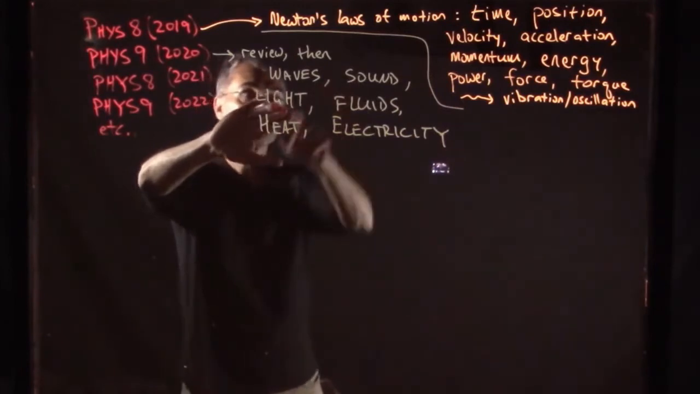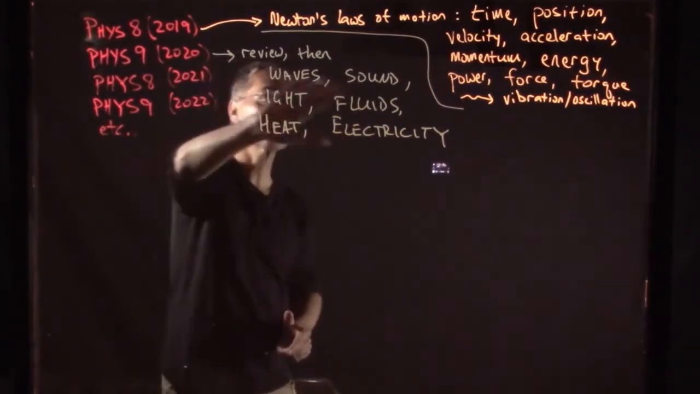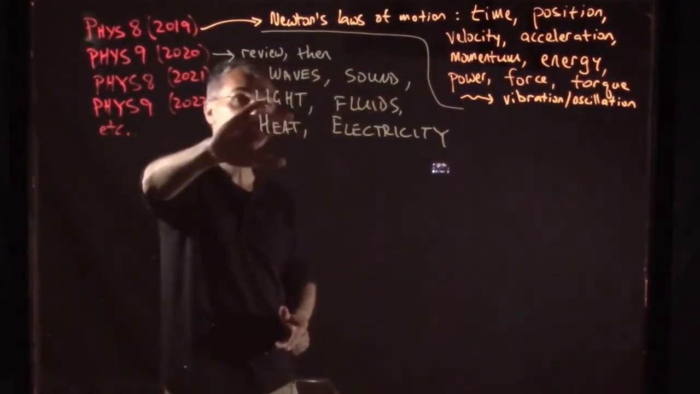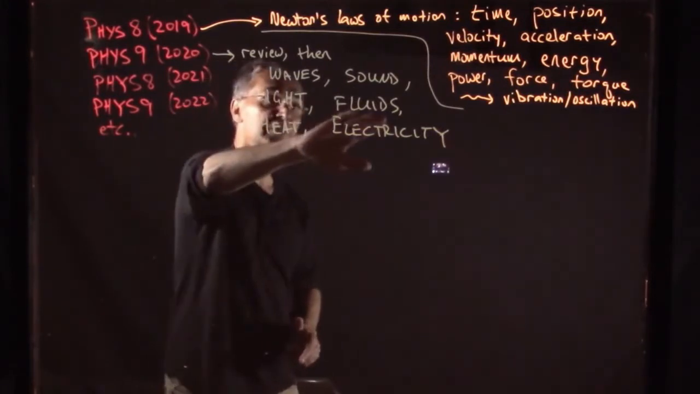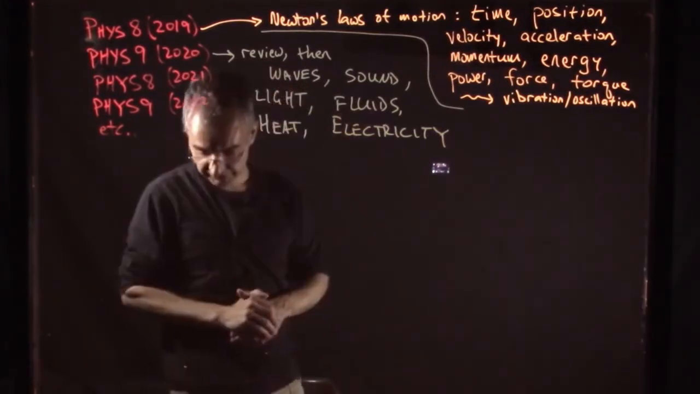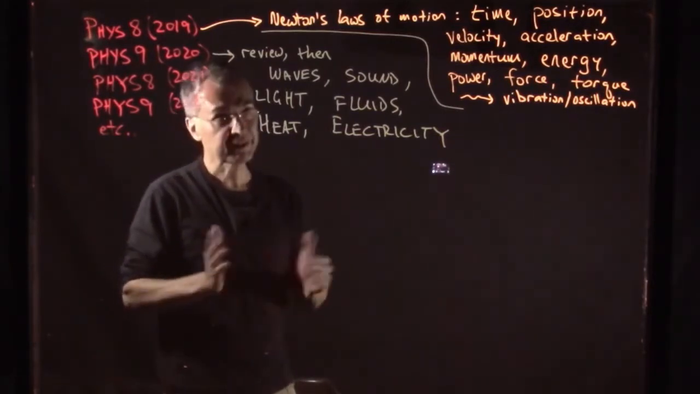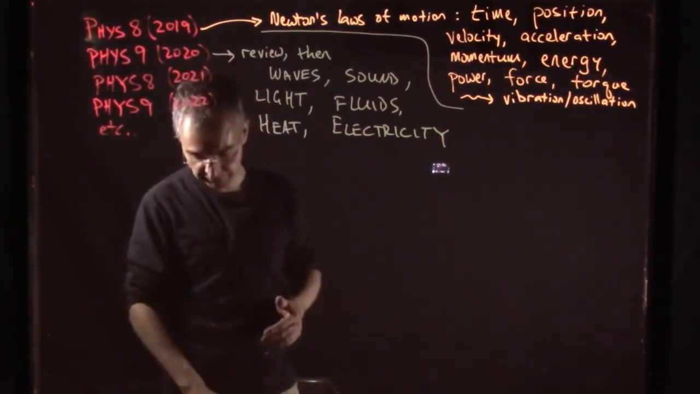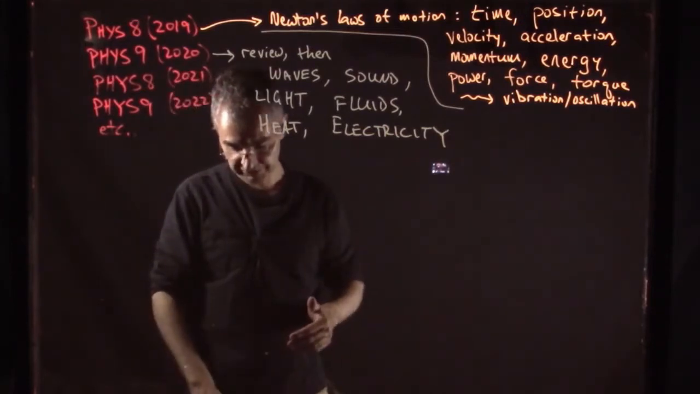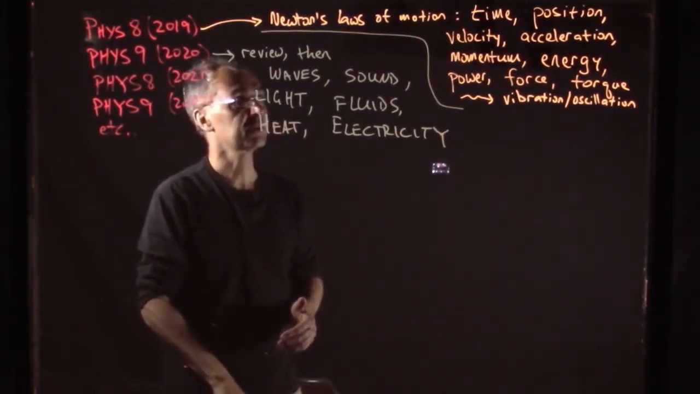And by the way, sound and light are both wave phenomena, so we do waves in general, and then sound is a really nice example of that, and light is a nice example of that, and then fluids, and then heat, and then electricity. So that's the list of topics. Those are the main topics for Physics 9. We're going to assume, coming in here, and we'll do a little review, that you're basically familiar with velocity, acceleration, force, energy, power, and we'll remind you.